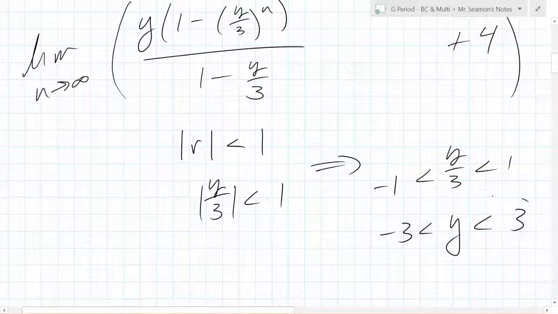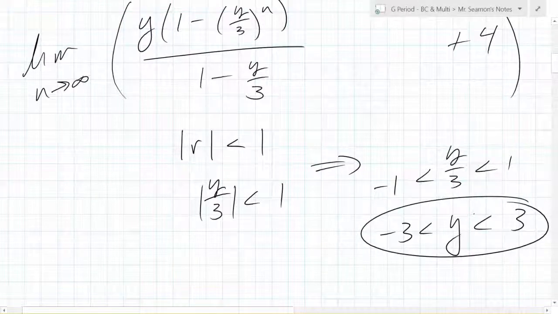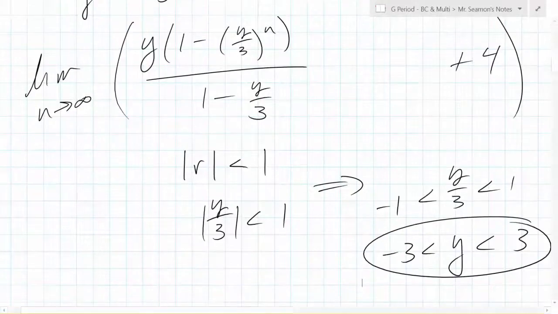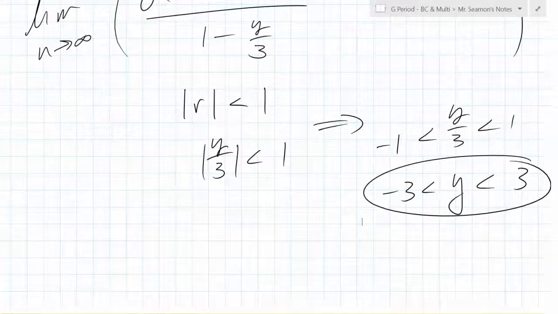So now, are we done? We answered that it'll converge when Y is between those values, correct? But what else is the question asking us for? The sum. So when it converges, our answer is probably going to have what in it? Y. It's going to have Y in it. So how do we go about doing that?